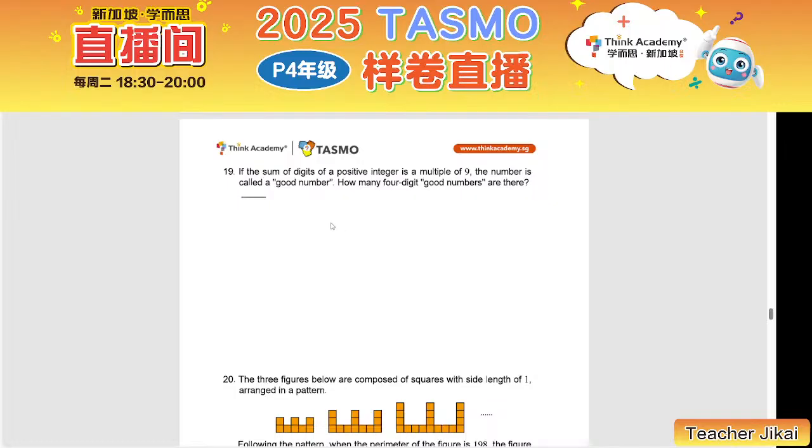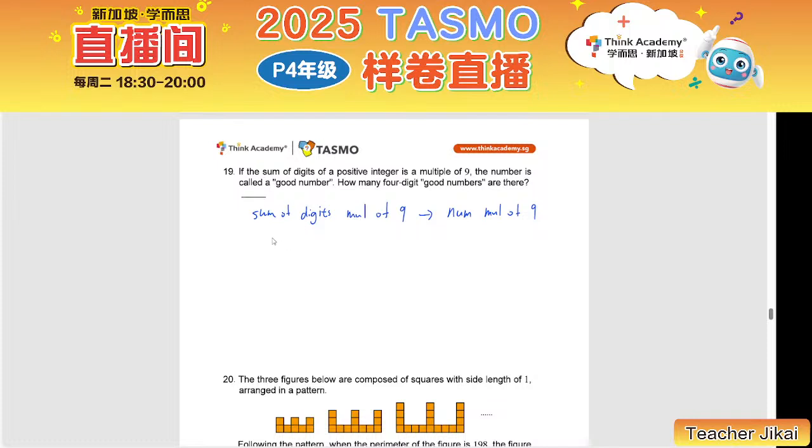The sum of digits of a positive integer is a multiple of 9. The number is called a good number. So how many 4-digit good numbers are there? Okay, so here, sum of the digits multiple of 9. What do you recall? You should recall the divisibility rule, right? Sum of digits multiple of 9 is the same as the number being a multiple of 9.